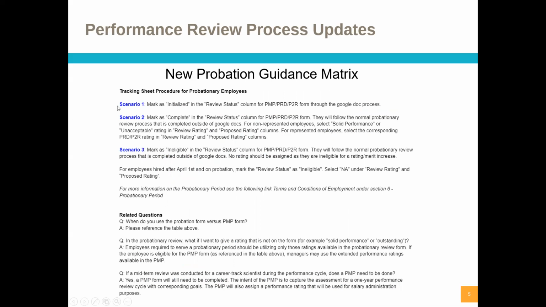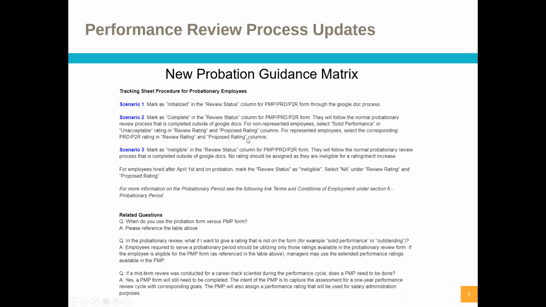If you fall into scenario number 1, it talks about how to mark your tracking sheet, mark it as initialized in the review status column through the Google Doc process. If you mark it initialized, what will happen is this employee will receive a regular PMP form or the PRD P2R form.